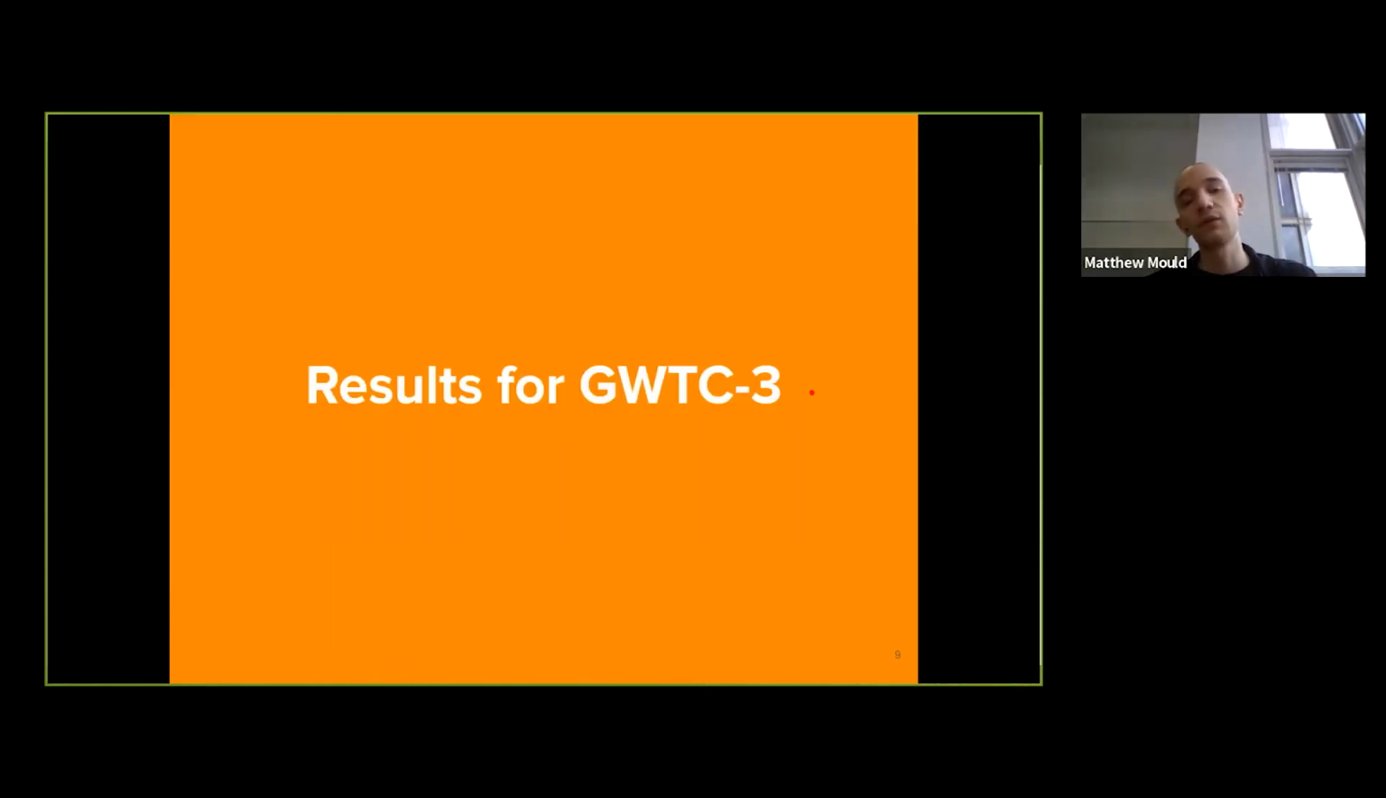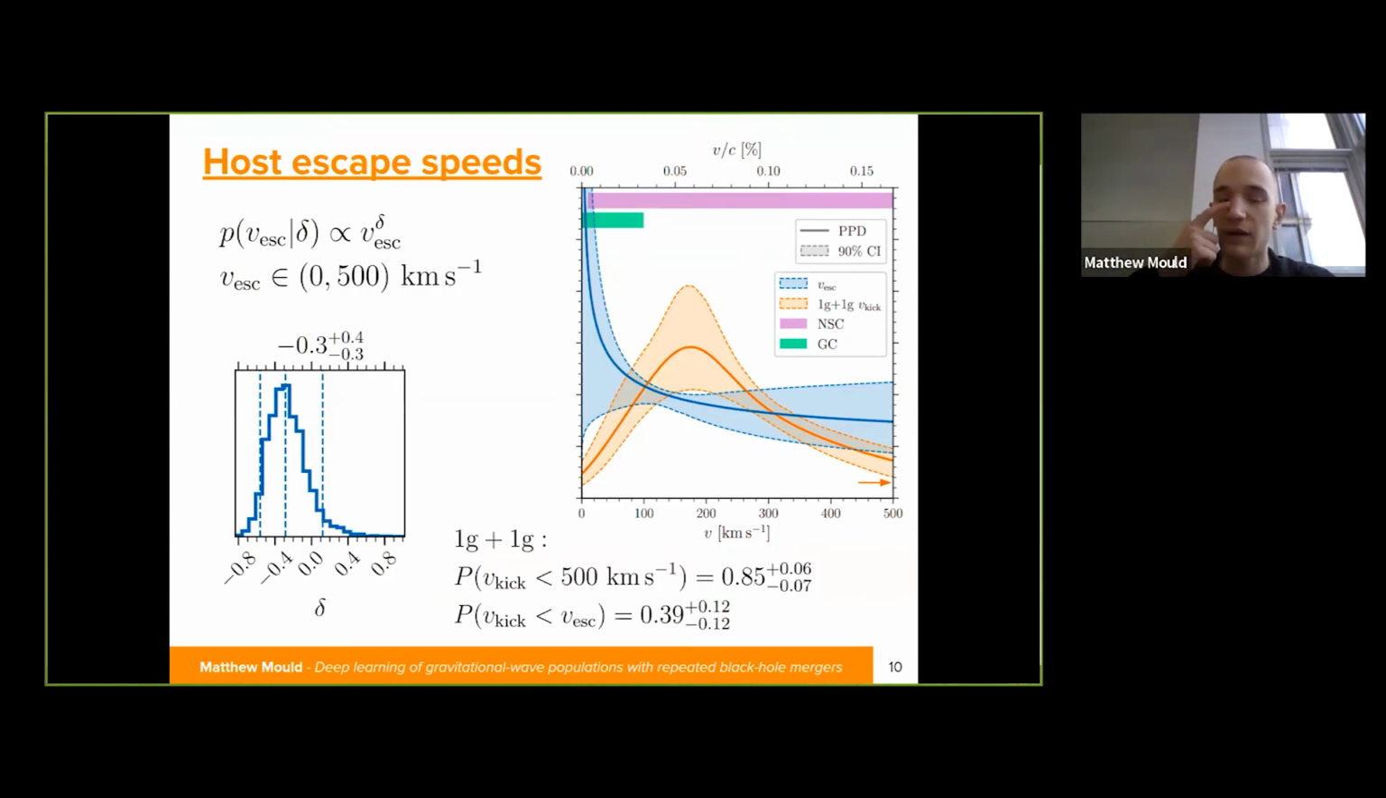So now we combine all of these ingredients and we perform a population inference on the mergers detected, the binary black hole mergers in GWTC-3, the third gravitational wave transient catalog. So I'll start with our constraints on the escape speeds of host environments. So with this power law, we find a negative slope, which implies a preference for lower escape speeds, which we see in this blue peaked distribution. Although this distribution is consistent with a uniform distribution within the 90% credible range.